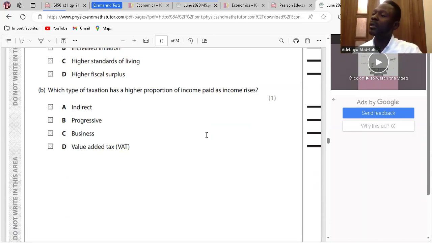Is it like opportunity cost? No. Opportunity cost is the cost of the next best alternative forgone. You use trade-off here. This is about trade-off. It is not opportunity cost, it's trade-off.